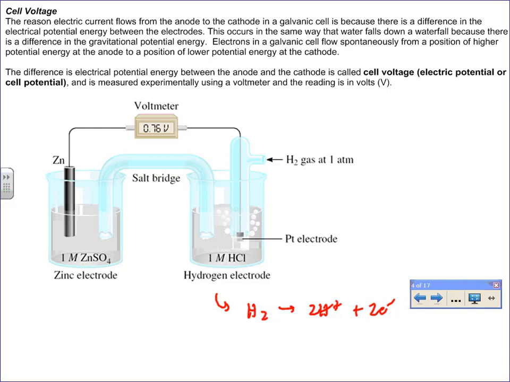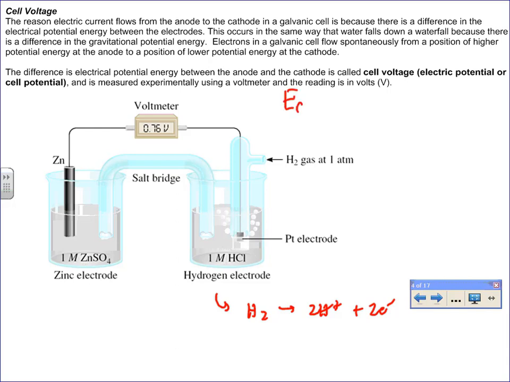Now, what we're going to do for the rest of the lesson is look at what's called cell voltage. And when we're studying a galvanic cell, we've got electrons flowing from the anode to the cathode. The reason electrons flow that way is because there's a difference in the electrical potential energy between the electrodes. So much like water will fall down a hill, the electrons will travel from a higher potential energy to a lower potential energy at the cathode. And the cell potential is actually the difference between the two. So the final position is the cathode and the initial position is the anode.